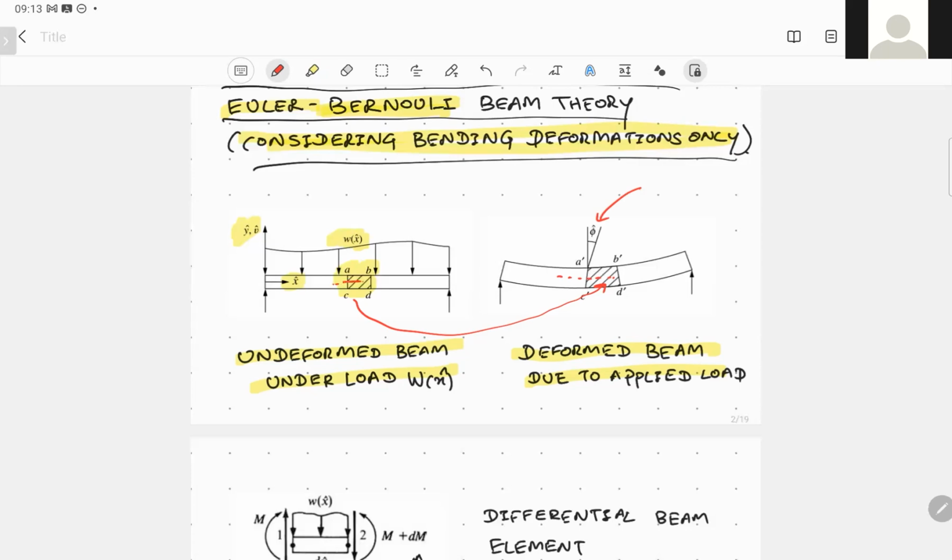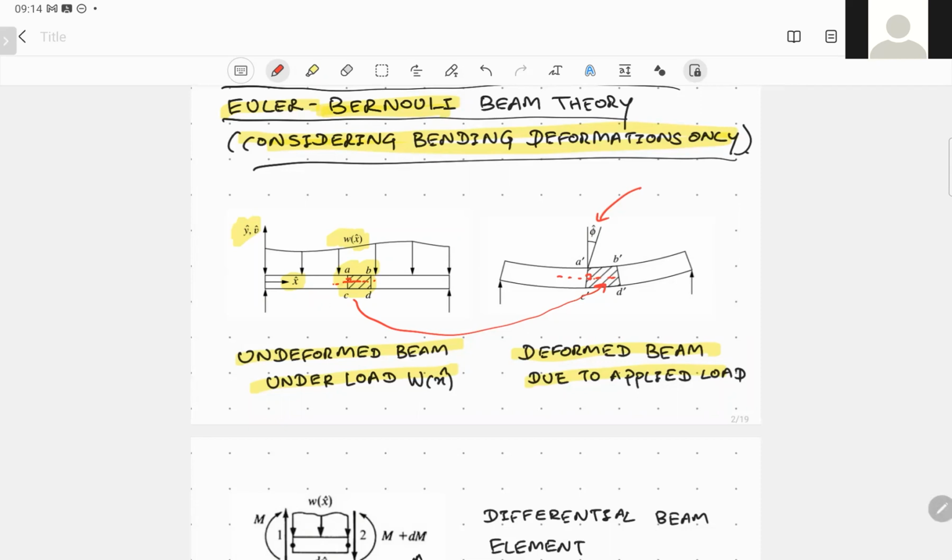So in this case, if I draw perpendicular to the AC plane, I can show it like what I have just drawn here. And when it is subjected to deformation, this perpendicular plane, let's assume, has rotated by theta degrees. So in this case, we assume that the sections perpendicular to the longitudinal axis of the beam, before bending and after bending, remain perpendicular to the longitudinal axis.